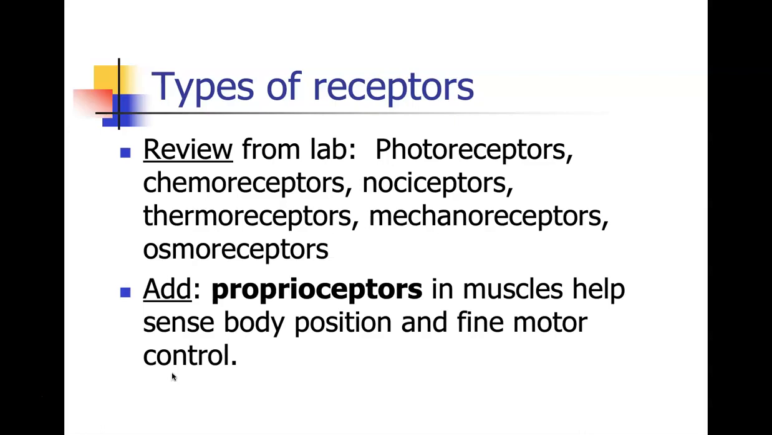So you know you have these because if you close your eyes, you can still feel where your arms are in space, even though you're not looking at them, right? So you can feel the position of your body. And this is really helpful in coordinating movement and things like sports.